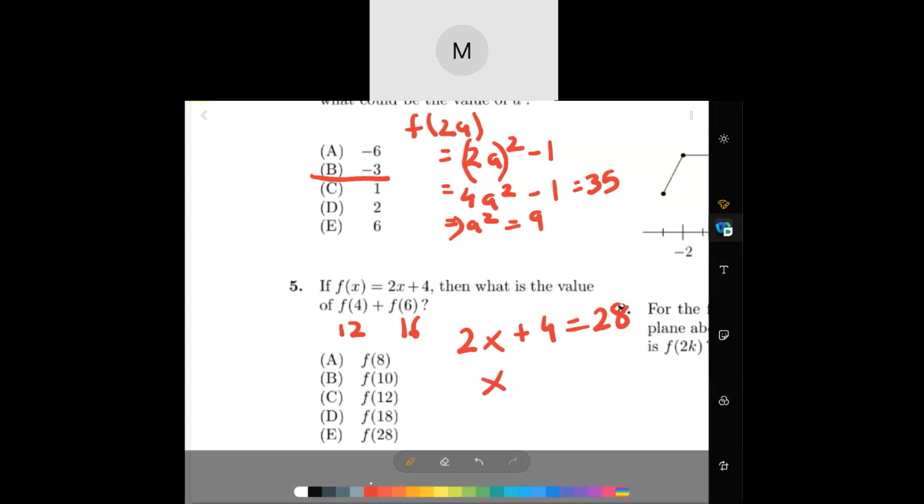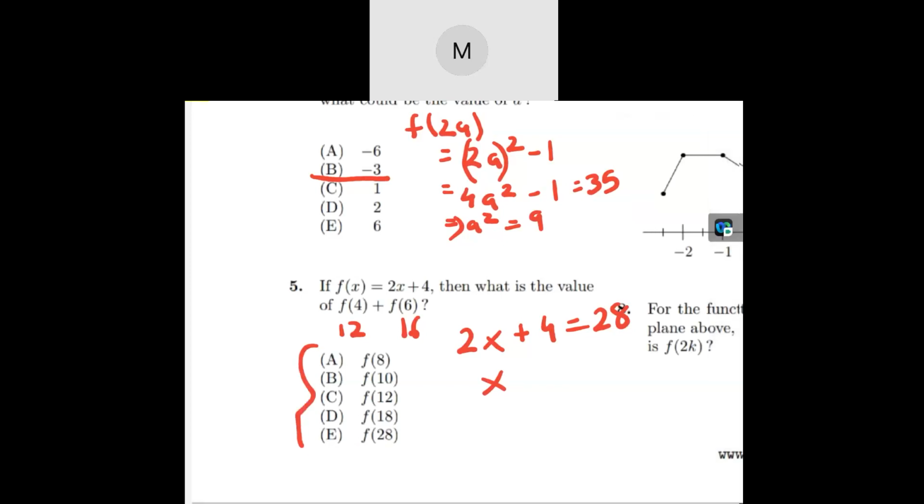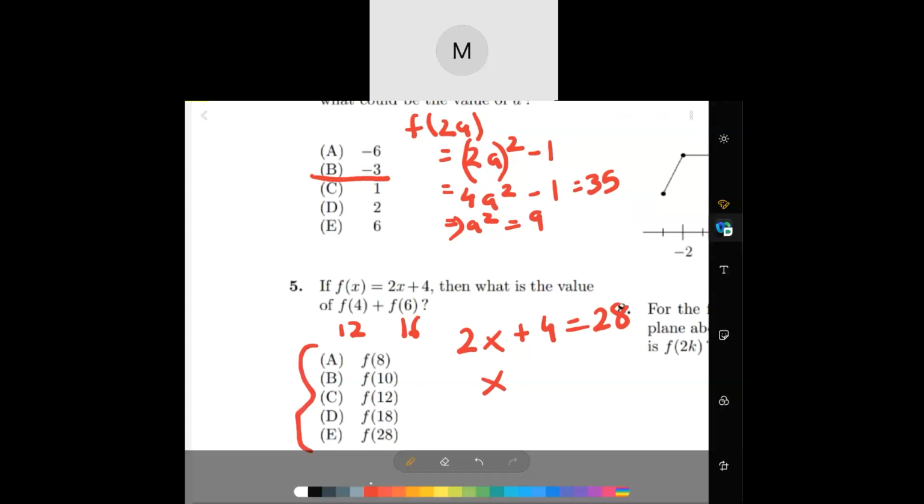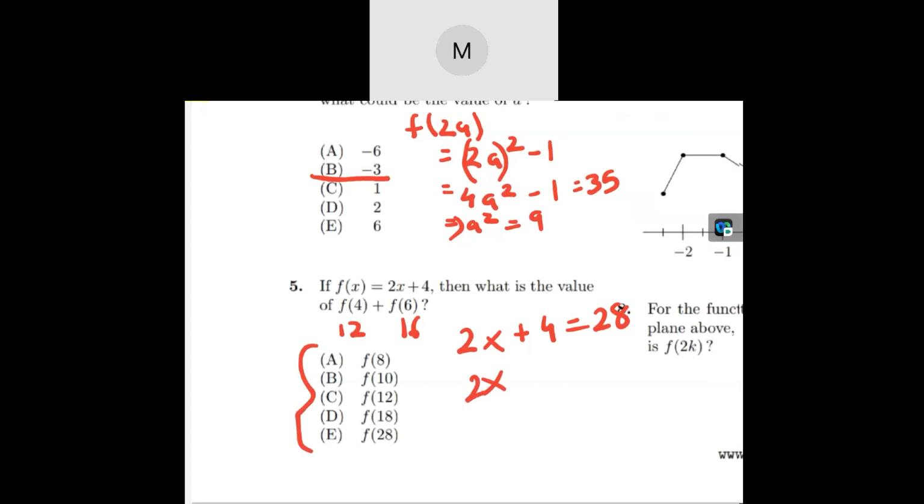Now, the reason I said 2x plus 4 is 28 is I want to find that x which will give me that value of 28. That's what the options are looking for here. When I solve this equation, I get 2x is 24, or x is 12, which means when I input the value of x as 12, I'll get the output of 28, which is also the same as the output of f of 4 plus f of 6.